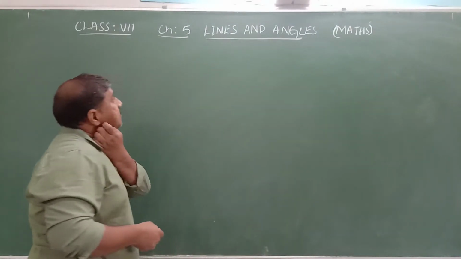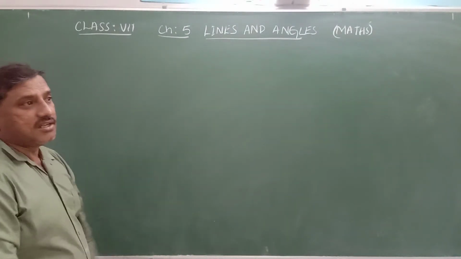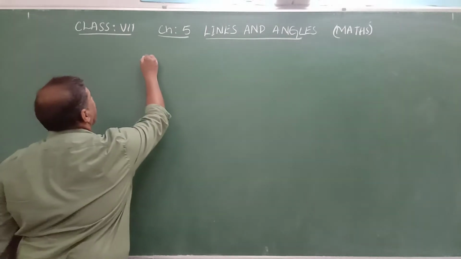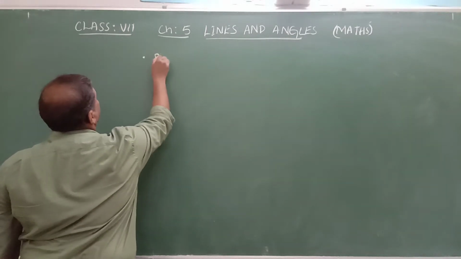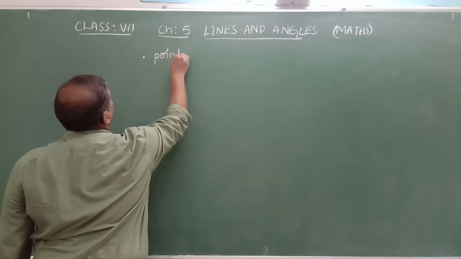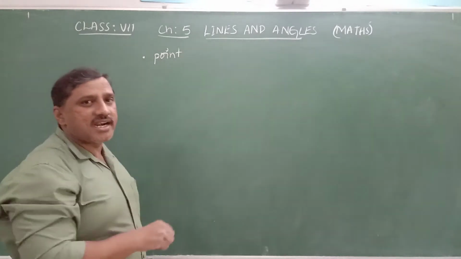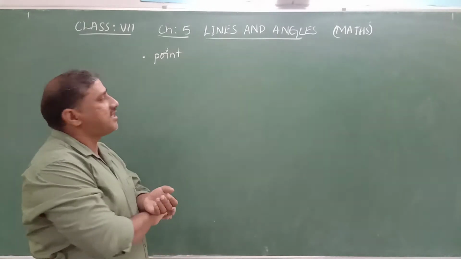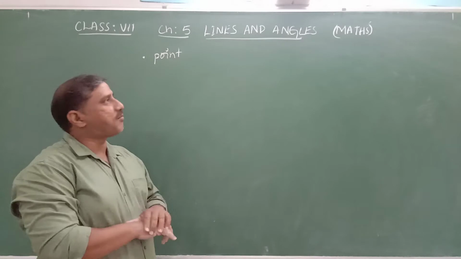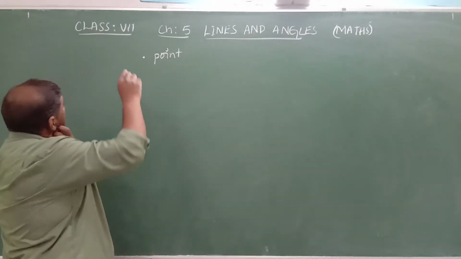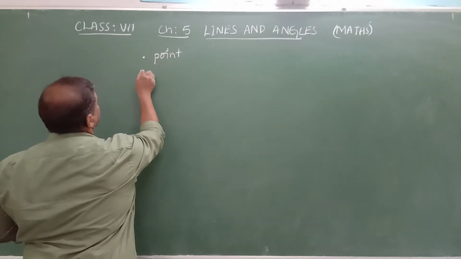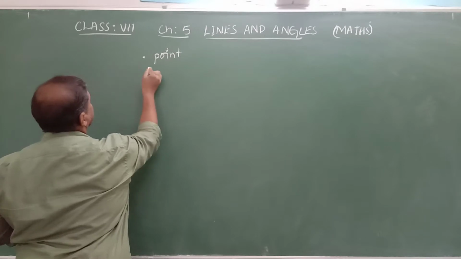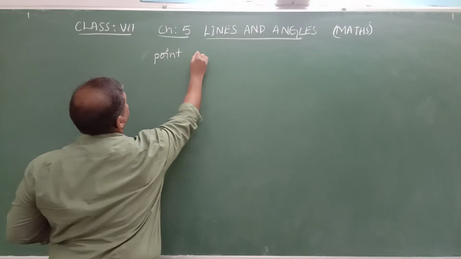So here, lines and angles. You have come across this. What is this? It is a point. This dot represented with the pencil is known as a point. So geometry starts with a point. And then a line segment. You can represent the point here.